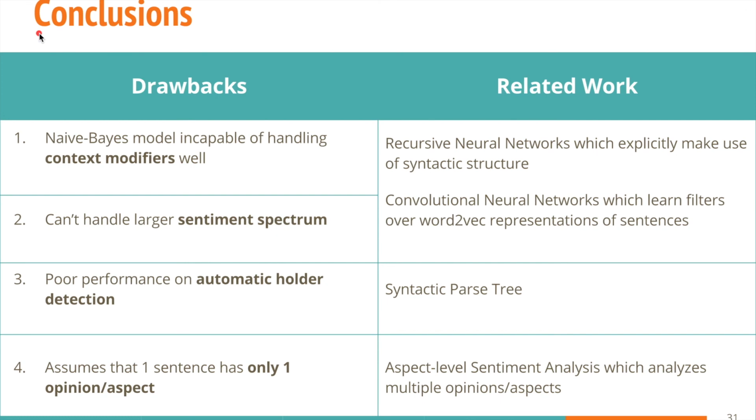Finally, the conclusions part. There are 4 drawbacks we concluded from the original paper. The first 2 are that the naive Bayes model is incapable of handling context modifiers well, and that it can't handle a larger sentiment spectrum. These are resolved by related works of recursive neural networks, which explicitly make use of syntactic structure, and convolutional neural networks, which learn filters over word2vec representations of sentences.